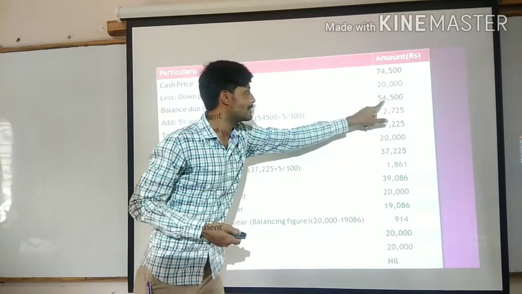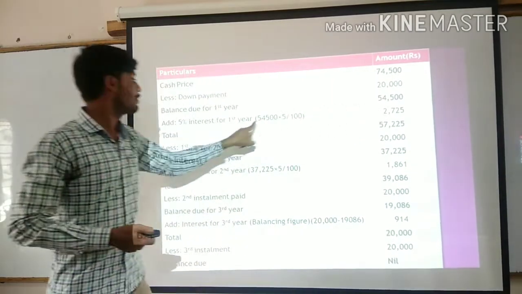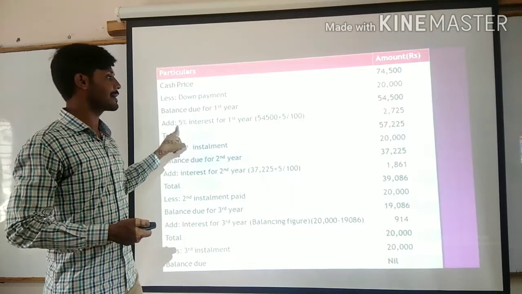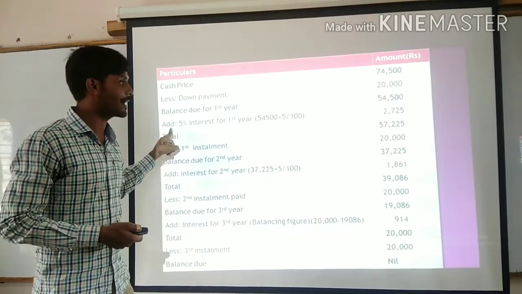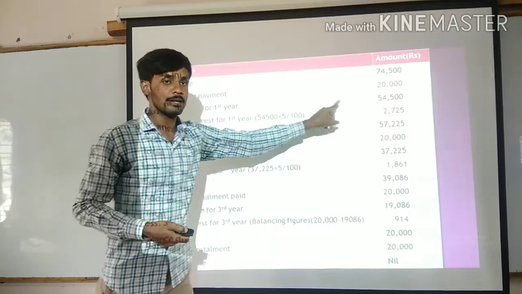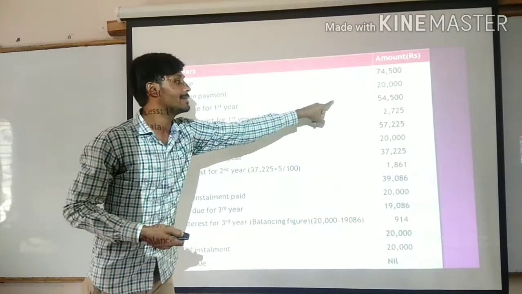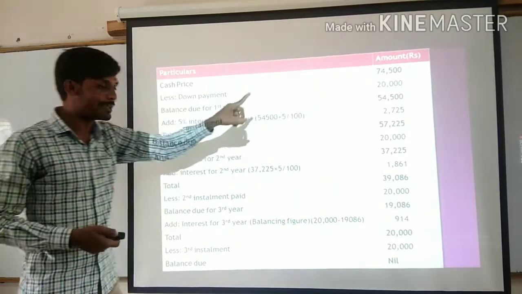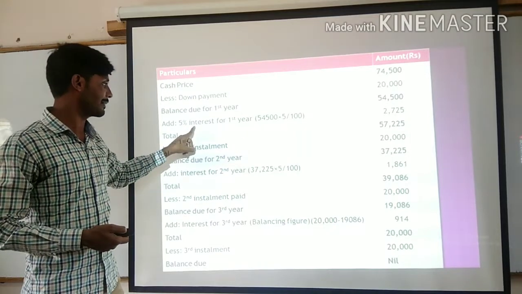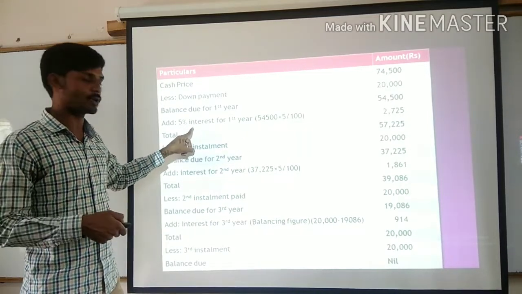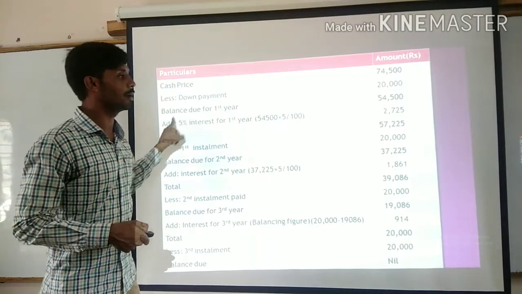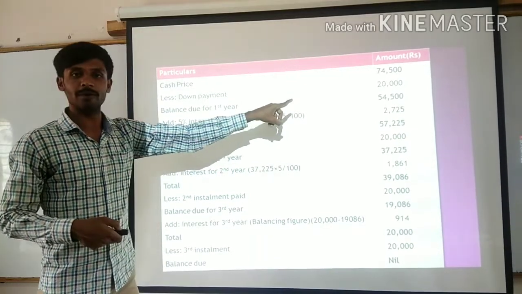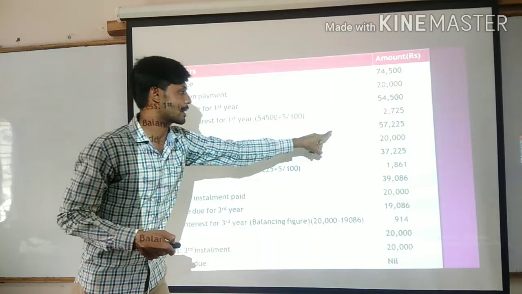Based on this, we just need to calculate the interest, and this interest we just need to add to this amount. So, a very important thing: on the balance due, we just need to calculate the interest. The rate of interest is also given, and we just need to add that to the balance due for the first year. Okay, we are at a certain number.